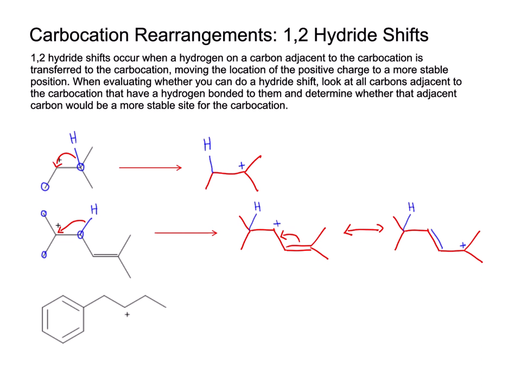In our third example, once again, I'm going to circle the carbons that are adjacent to the carbocation. We have a secondary carbocation, so if we were to move that carbocation to the carbon to the right of it, it would stay secondary. So that's not going to be enough of a reason to do a 1,2-hydride shift.